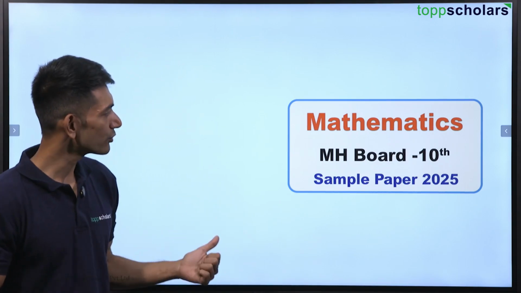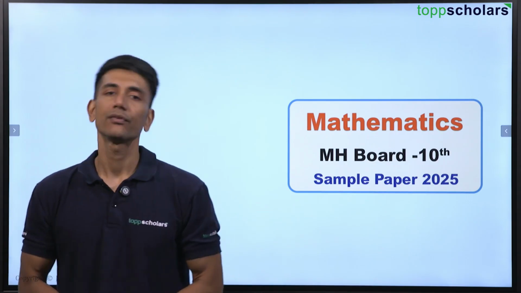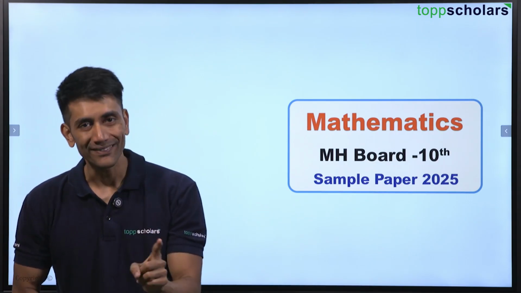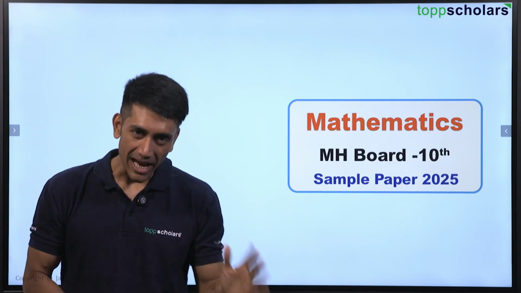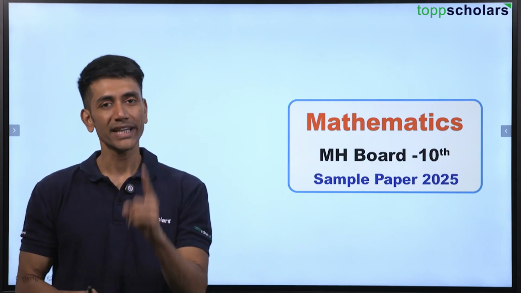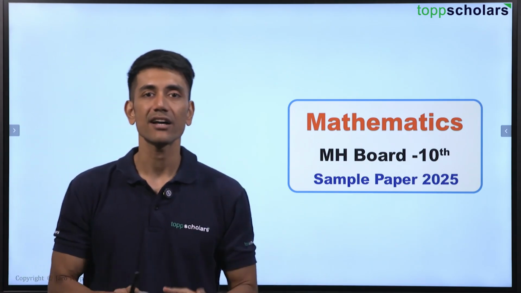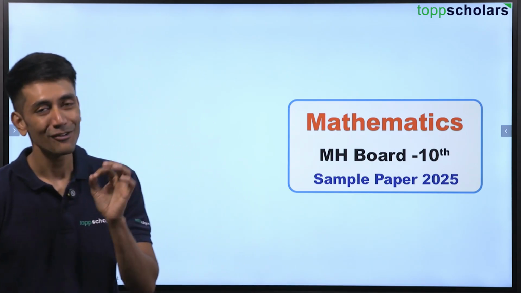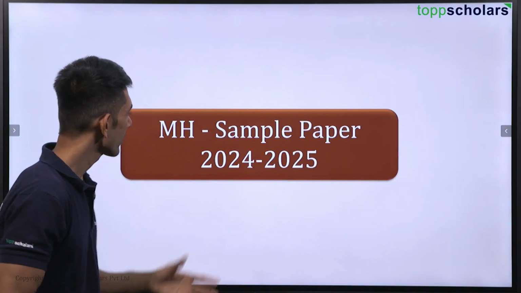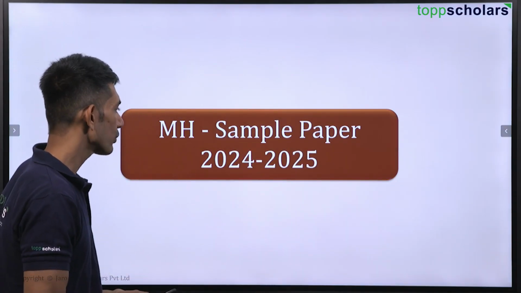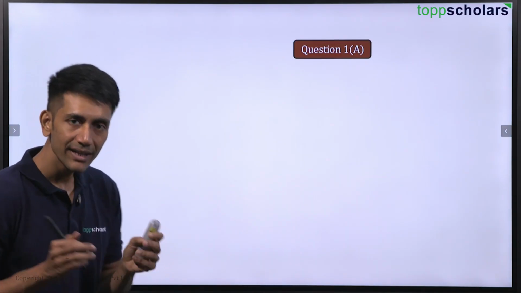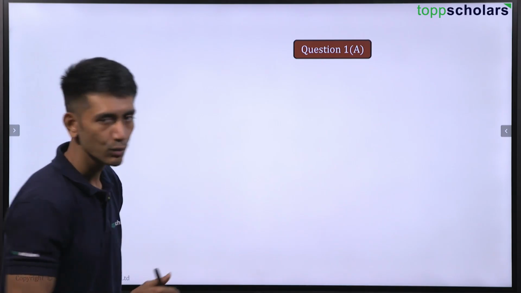In this session we are going to solve sample paper for part 1, that is algebra. The entire sample paper we are going to solve. So stay tuned till the end so that you understand what kind of questions are generally asked in the board examinations for Maharashtra board. So this is sample paper 2024-25 and we directly jump into the first question.